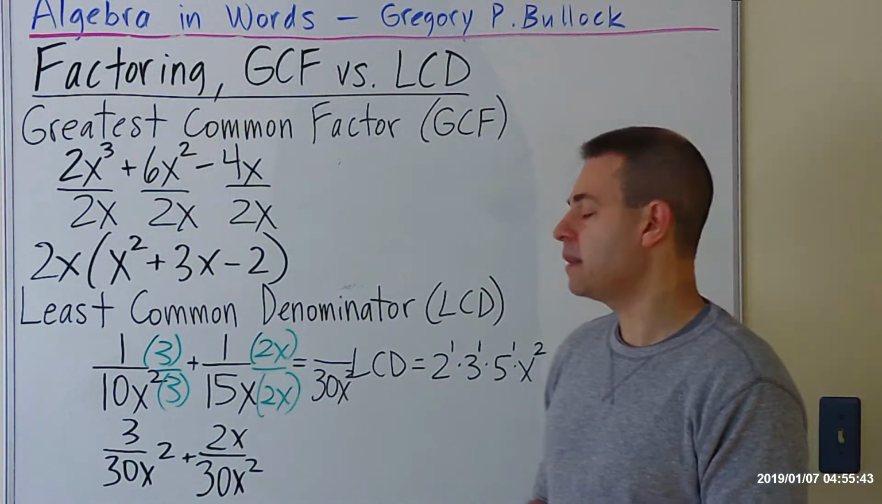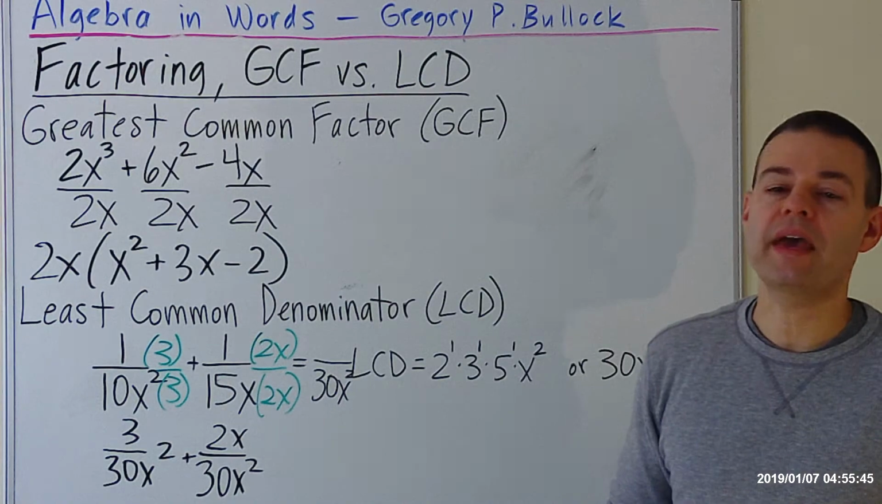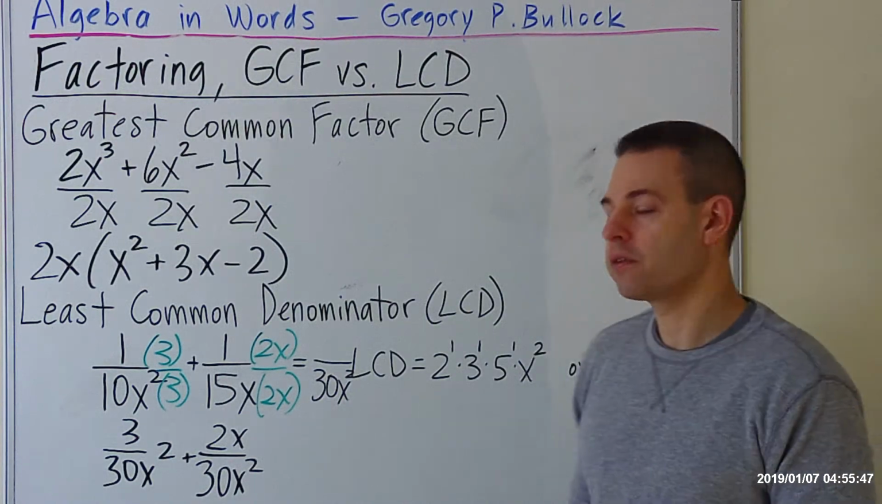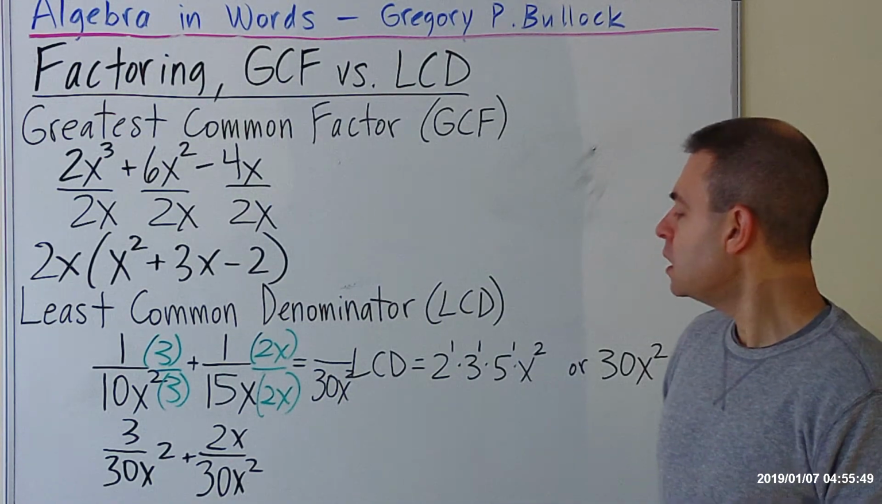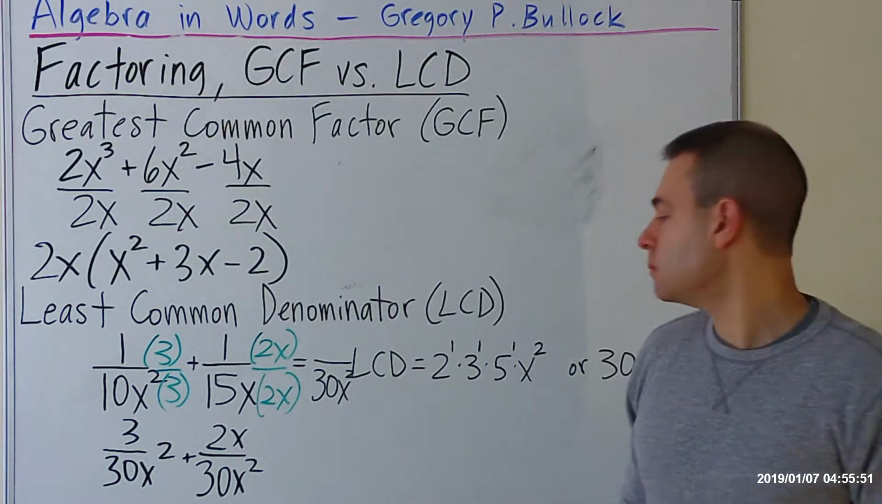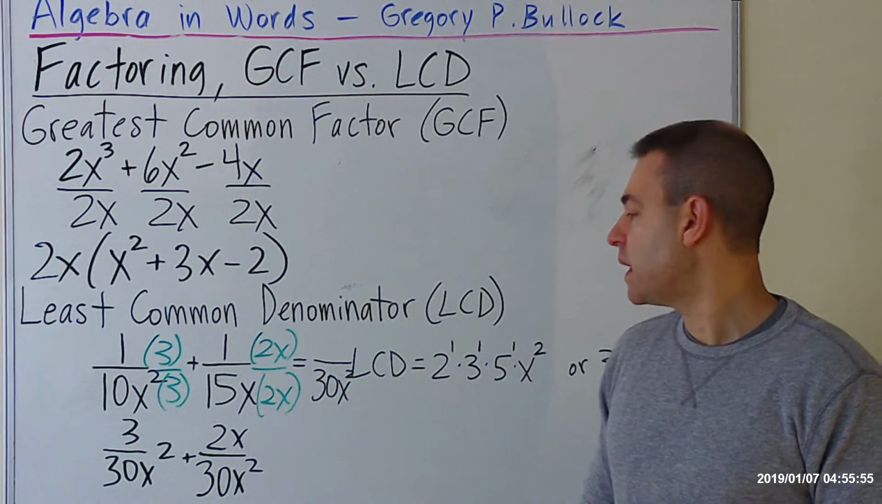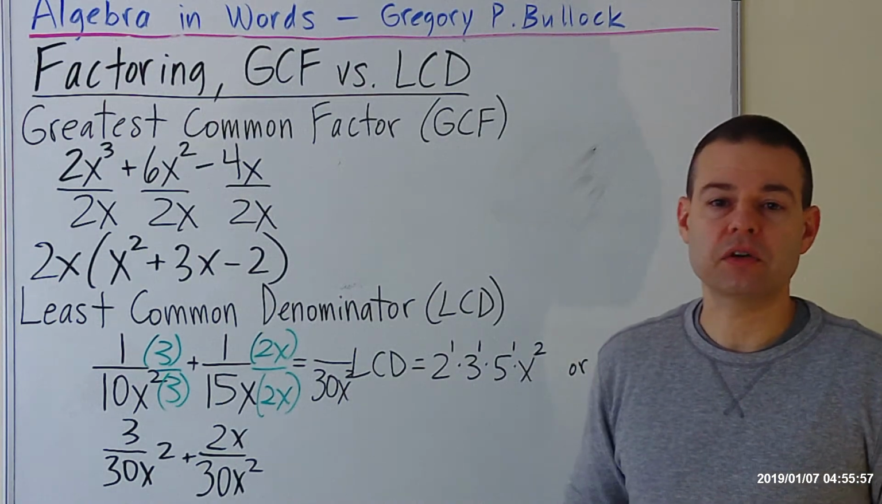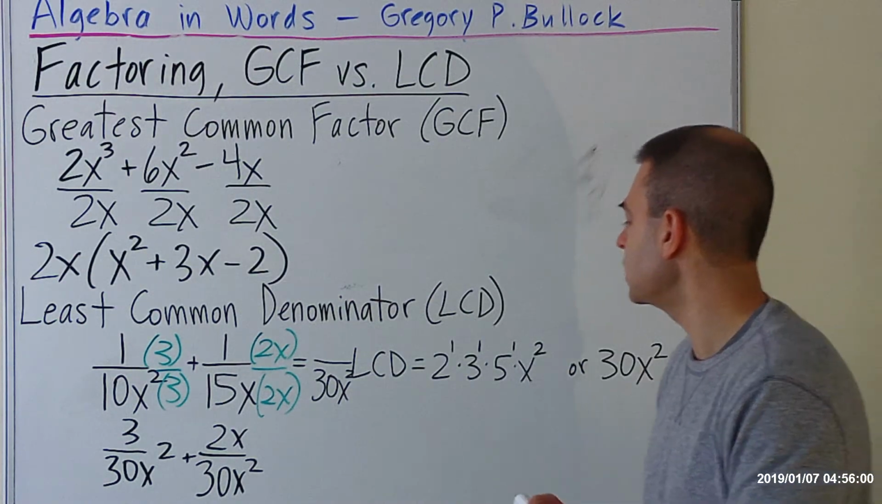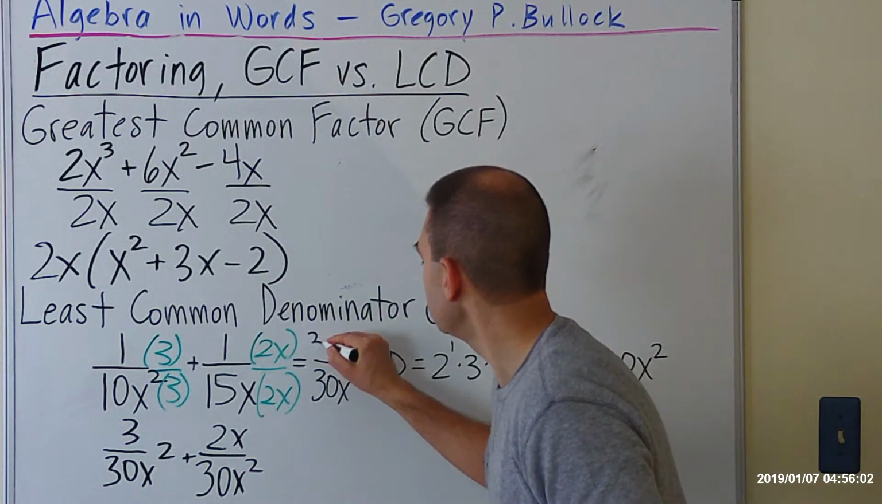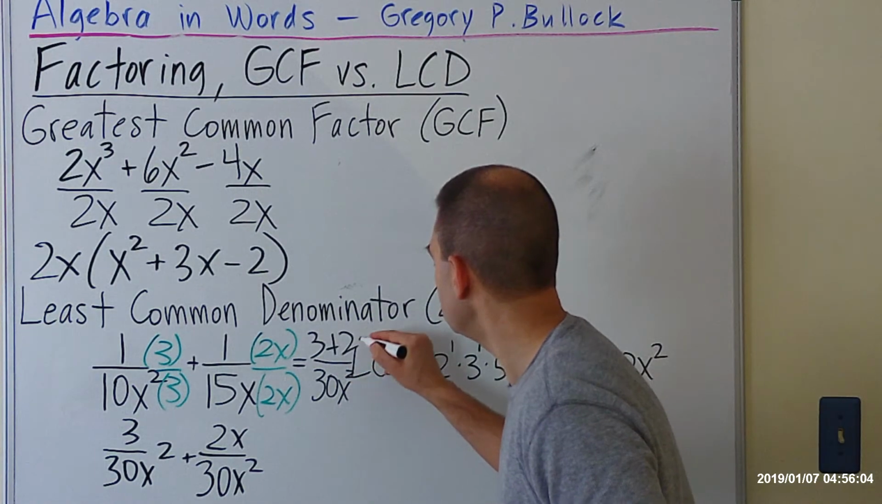Now you can see that these are now like fractions, because now they have a common denominator of 30x squared. And now we can add them. So we're going to add across the top, 3 plus 2x. They happen to not be like terms, so we can't combine them, so we're just going to leave it. I'm going to squeeze it up here. 3 plus 2x.